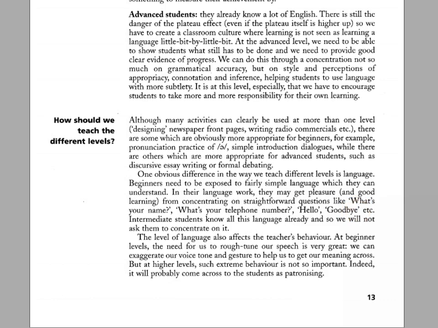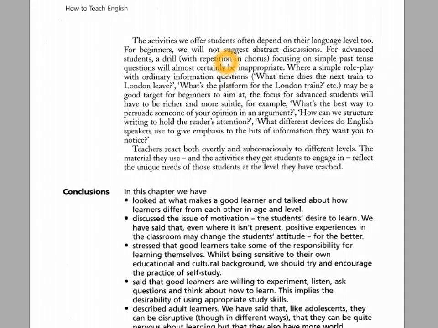Like saying some words like what about your telephone number, hello, goodbye. This is very much a starting point. Let's continue to the next one. The activities offered depend on the level. For beginners, we will not suggest abstract discussions. So for beginners, no discussion. But for intermediate and advanced, we need discussion and argument. For adults, for the advanced, we need argument or opinion, and how to defend this opinion through debate. That's the point.